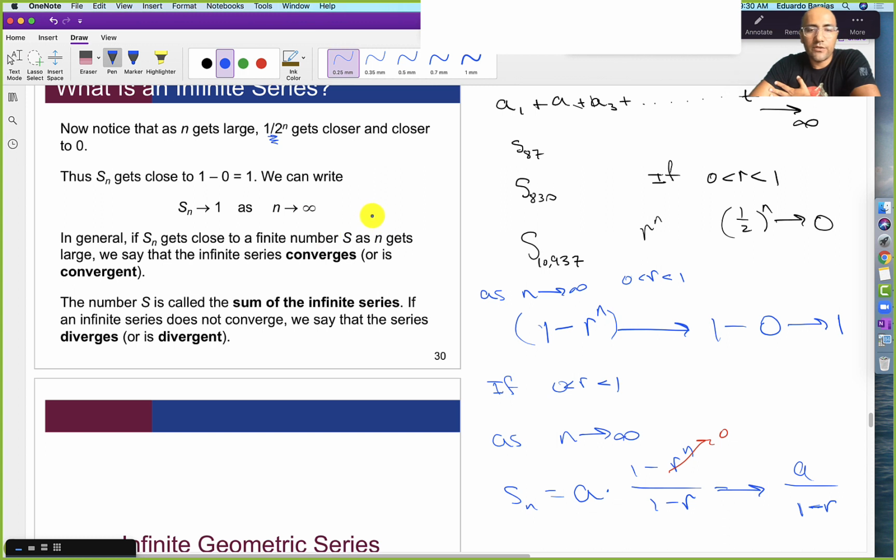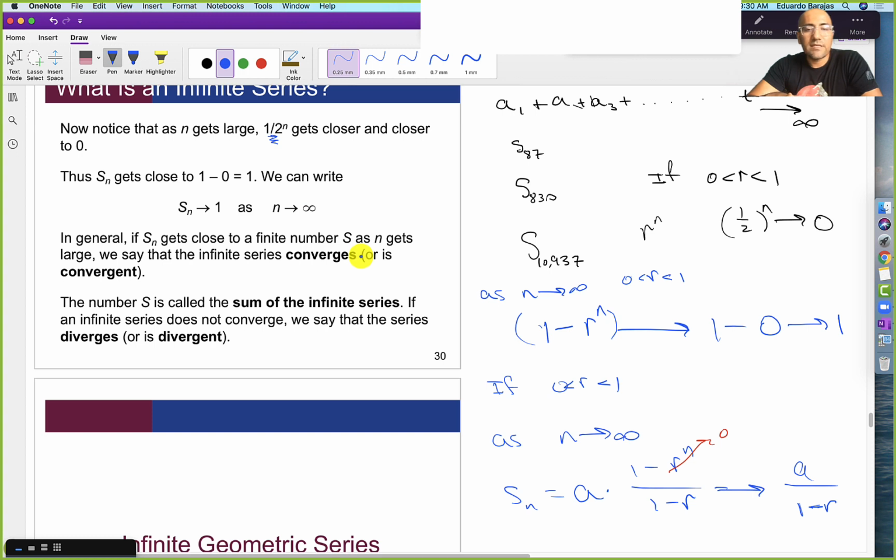So the notation we like to use is that s sub n means that we're adding up the first n numbers in our list. But if we drop the n and just say s, s represents the sum of all the numbers in the original sequence. As n gets larger and larger, we say that the infinite series converges, or is convergent, if it goes toward a particular answer, if the answer exists. And it will exist as long as r is a value between 0 and 1. The number s is called the sum of the infinite series.